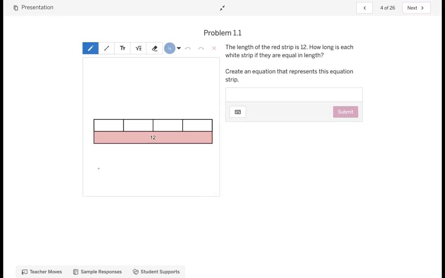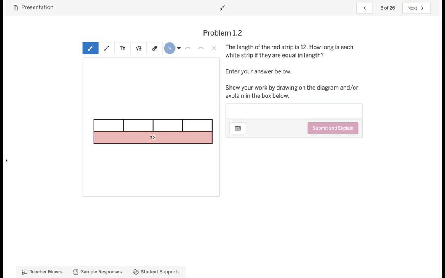Okay, so how do we solve this one? The length of the red strip is 12. How long is each white strip if they are equal in length? Create an equation that represents this equation strip. So again, I know these are the same. I'm going to call them x. I can label them the same because they have the same value. So I know the equation is going to be 4x equals 12.